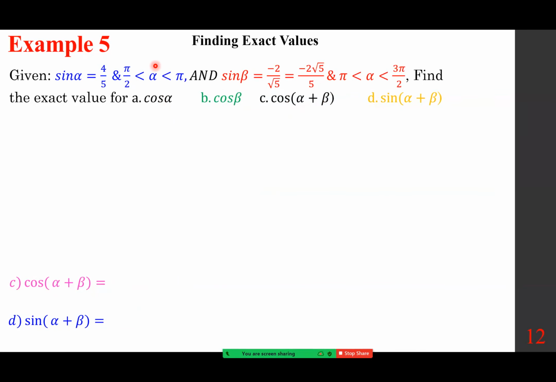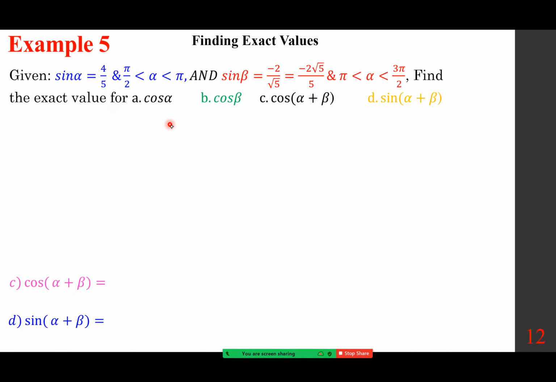And again, since this is quadrant, we need to calculate the cosine. So cosine of alpha. And we said this is the second quadrant, and in second quadrant, cosine is negative. We already know that. And this is the third quadrant. In third quadrant, both of them, sine and cosine, are negative. So we know the sign. But normally we're going to use identity.